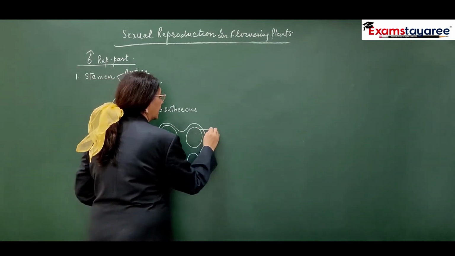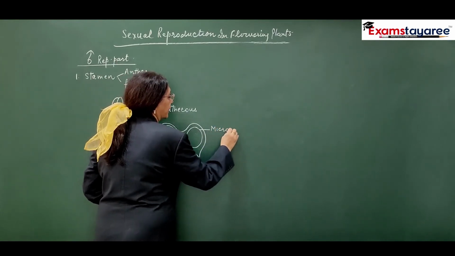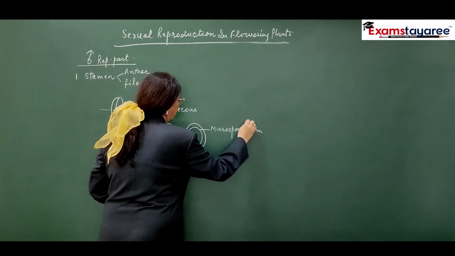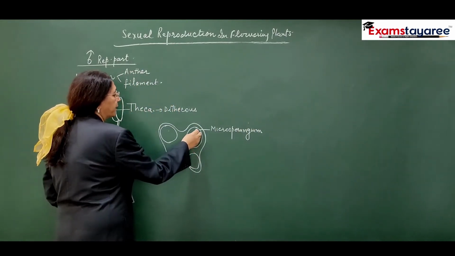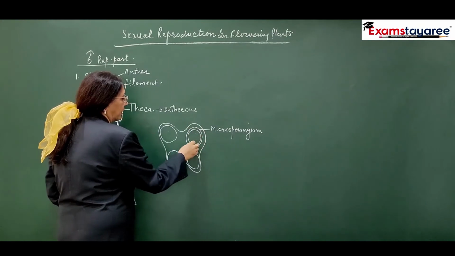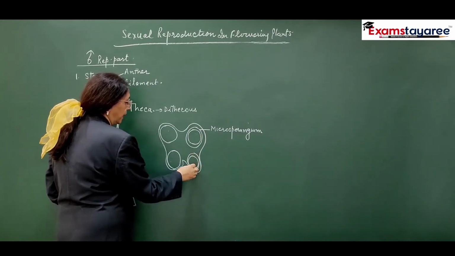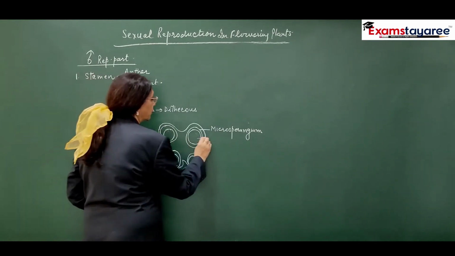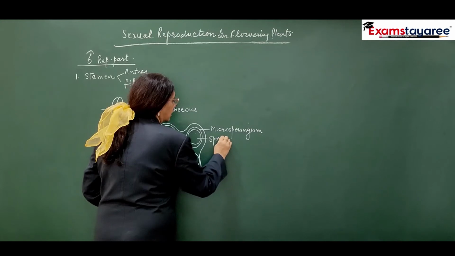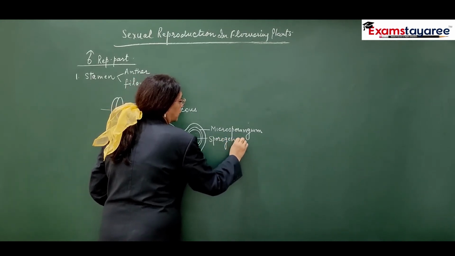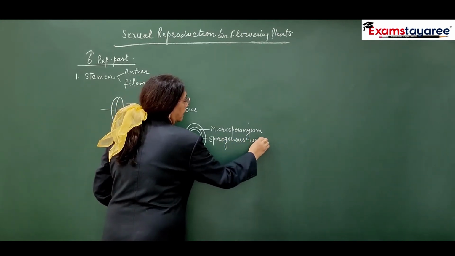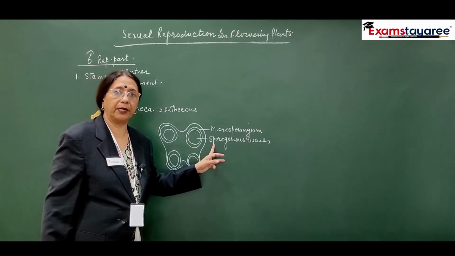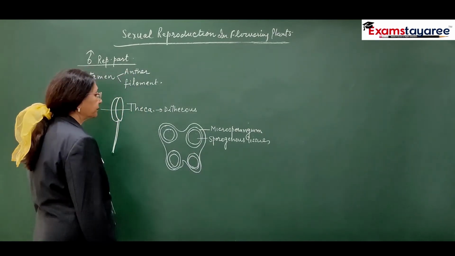These are known as microsporangium. Each microsporangium contains many tissues known as sporogenous tissues. It is these tissues which later on develop into pollen grains.